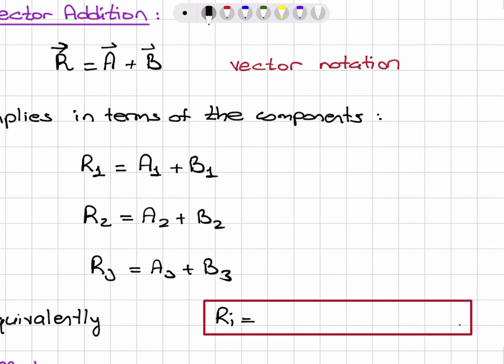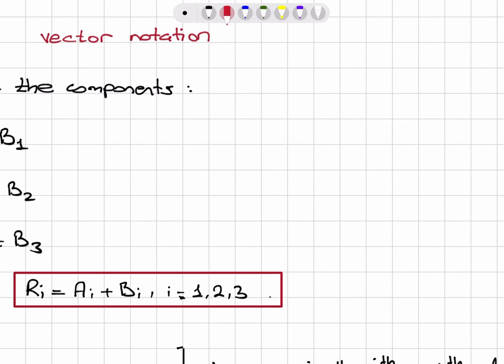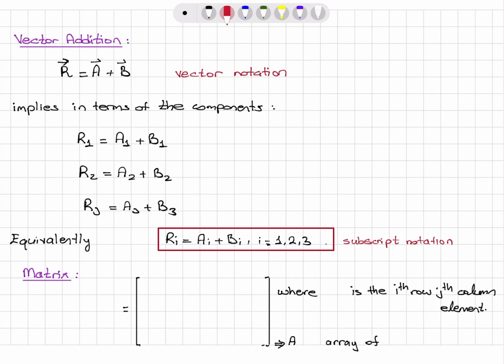Okay, so equivalently, we can write this using subscript notation. R sub i is A sub i plus B sub i, where i takes values 1, 2, and 3. So this we were able to write using subscript notation. All right, so that's our equivalent equation using the subscript notation, or using the vector notation, we can write it as the sum of these two vectors in this way.